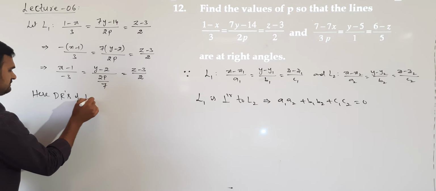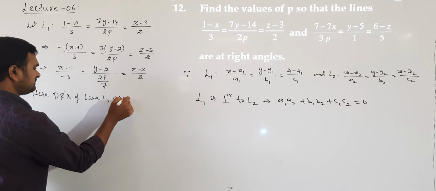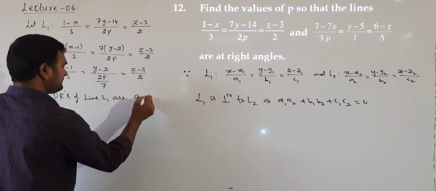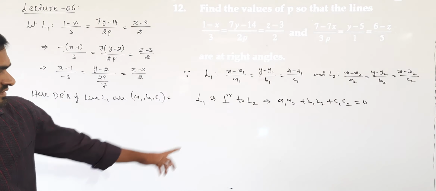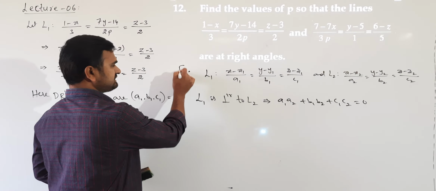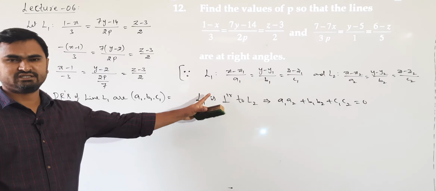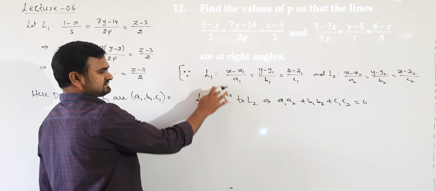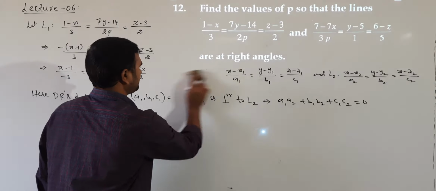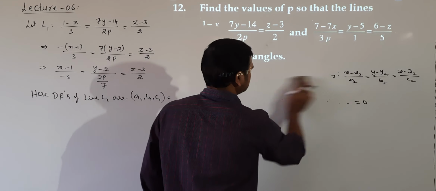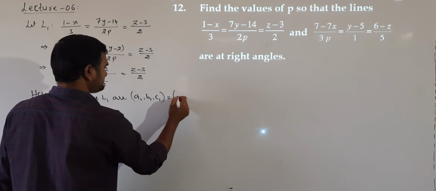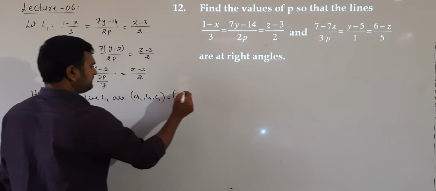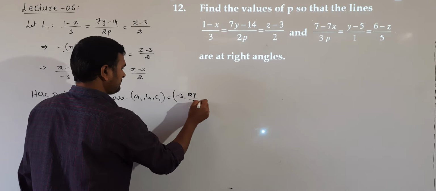The DRs of line L1, I will take as a1, b1, c1. Remember this condition, you have to mention it on the right hand side: what the lines are and what the condition is. So the DRs of the first line, a1, b1, c1, are minus 3, 2p by 7, 2.